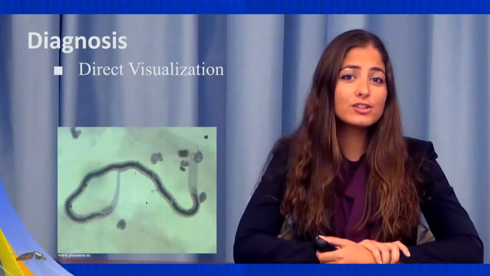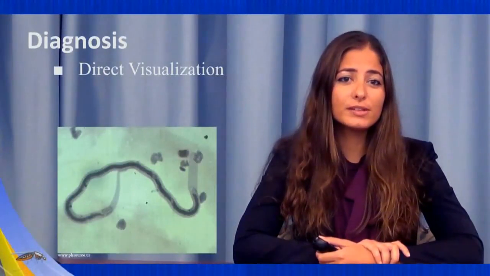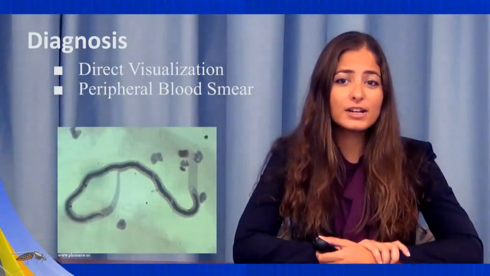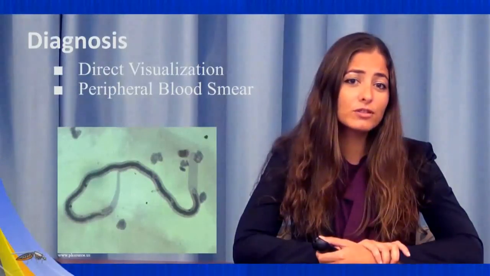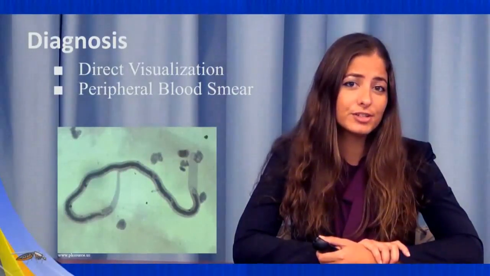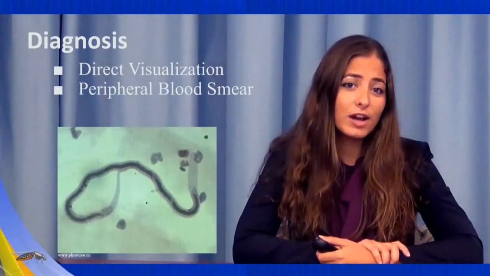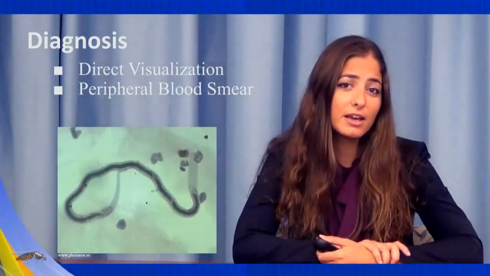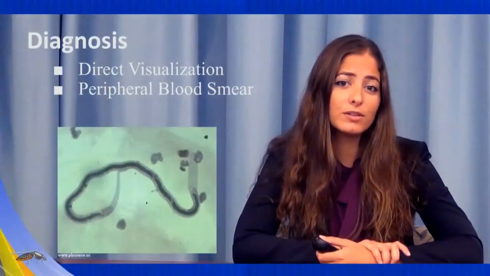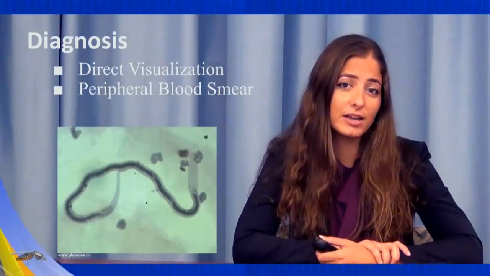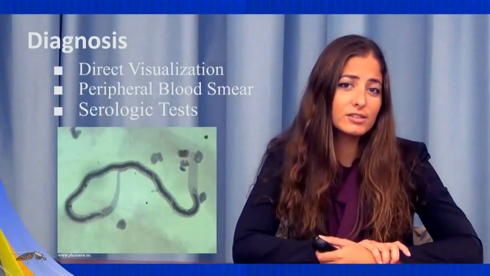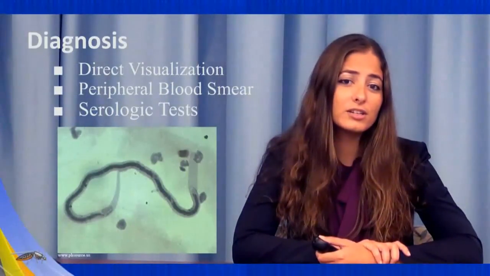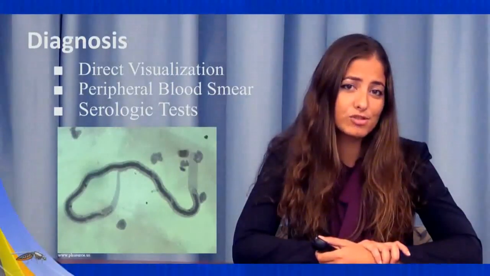Loiasis is diagnosed either by directly visualizing adult worms in the subconjunctival and subcutaneous tissues, or detection of microfilariae on peripheral blood smear, as shown in this image. Unlike lymphatic filariasis, loiasis has a diurnal periodicity between 10 a.m. and 2 p.m. that corresponds with the feeding habits of the chrysops fly. Serologic testing is also available, but its usefulness is limited, again, to screening in travelers who have had no prior exposures.